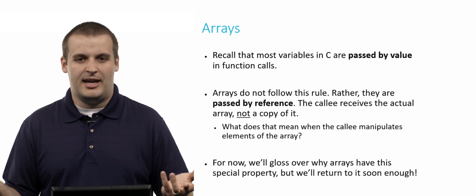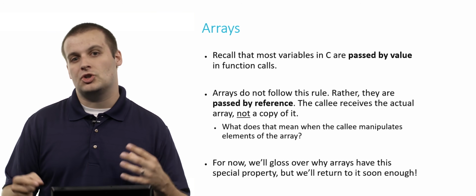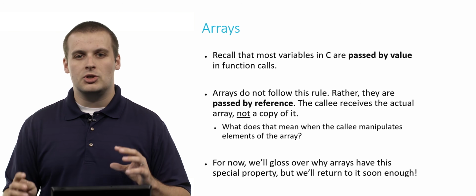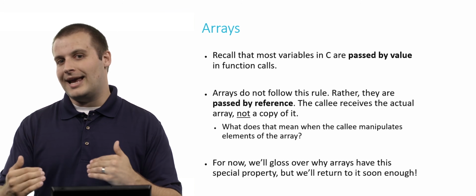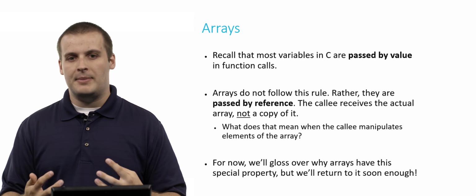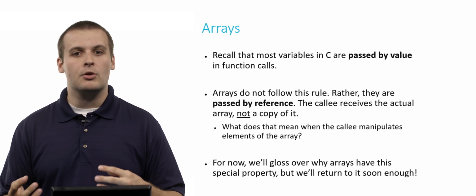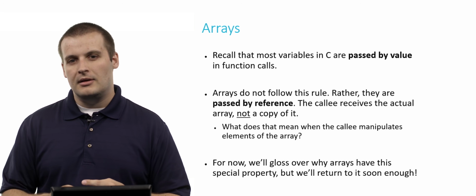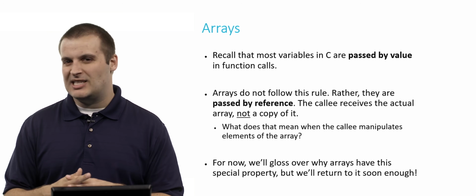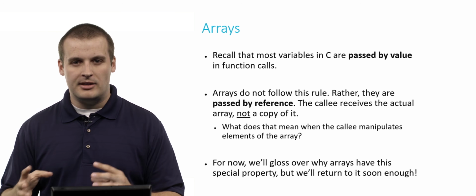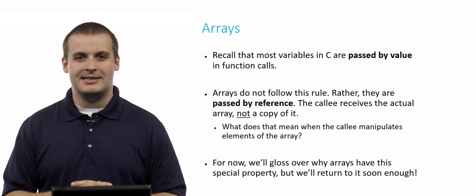It doesn't need to have it hanging around anymore. Because arrays are so bulky and cumbersome, we just pass them by reference. We just trust that function not to break anything. So it does actually get the array. It doesn't get its own local copy of it. So what does this mean then when the callee manipulates elements of the array? What happens? For now, we'll gloss over why exactly this happens, why arrays are passed by reference and everything else is passed by value. But I promise you, we will return and give you the answer to this in a later video.